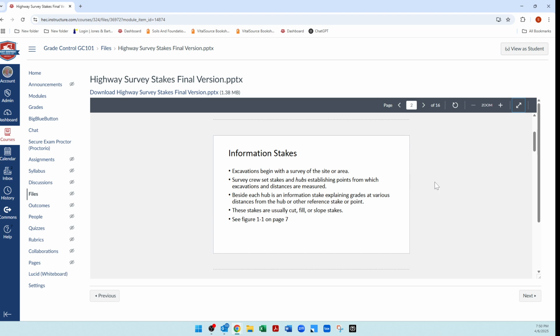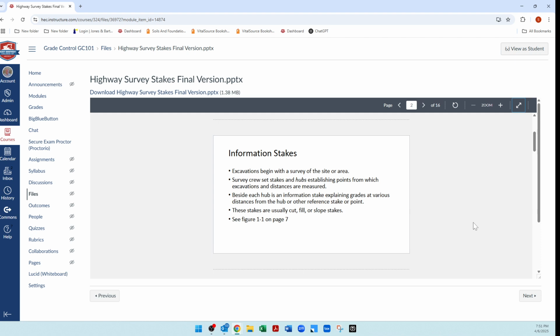Excavations begin with a survey of the site or area. The survey crew sets the stakes and hubs, establishing points from which excavations and distances are measured. For you folks that have been through Intro to Grades 101, some of this may be familiar to you, hopefully. You may have seen it before, because I use it in other excavation classes and in Grades 101, so this may be doubling up on it, and that won't hurt us.